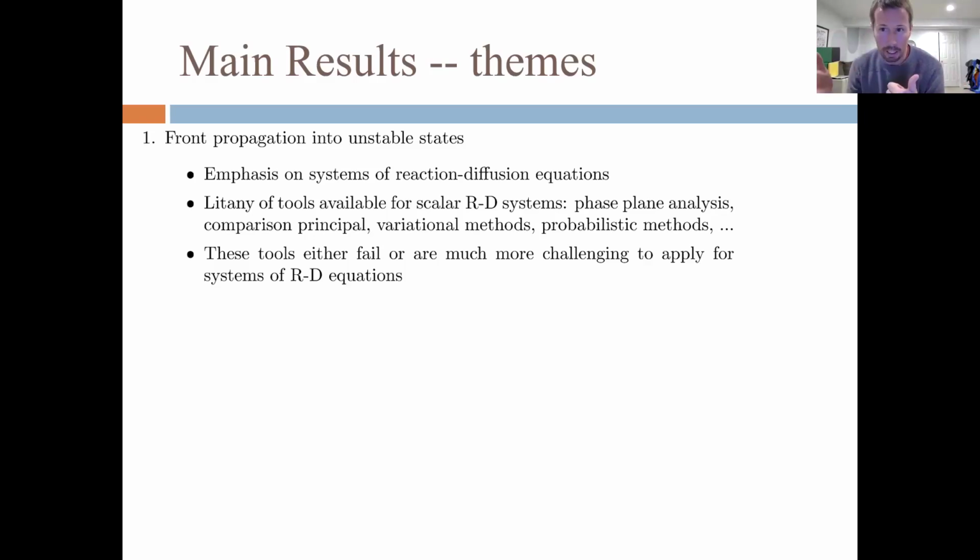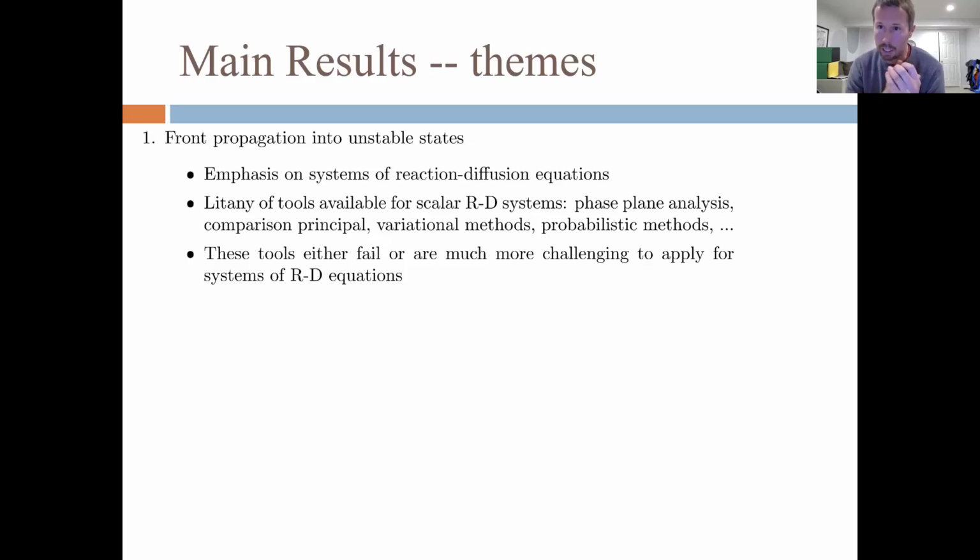So if you look at a system of reaction diffusion equations, now your traveling wave equation lives in four-dimensional space, and it is a lot harder to draw pictures and construct trapping regions and try to understand what happens to these traveling waves, okay? Other types of tools that you have for scalar reaction diffusion equations also either don't necessarily translate to the systems case, or if they do, they're much more difficult to apply, right?